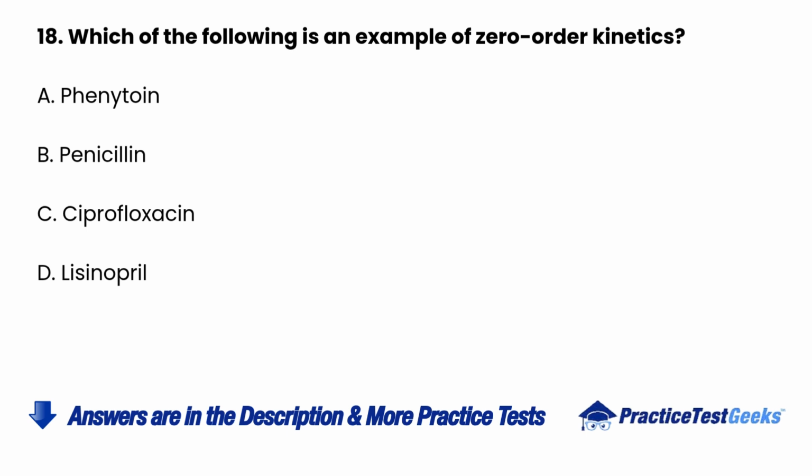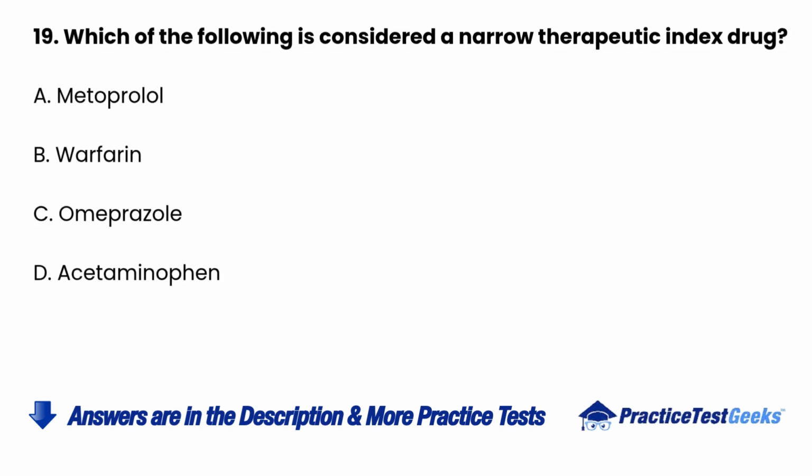18. Which of the following is an example of zero-order kinetics? A. Phenytoin. B. Penicillin. C. Ciprofloxacin. D. Lisinopril. 19. Which of the following is considered a narrow therapeutic index drug?